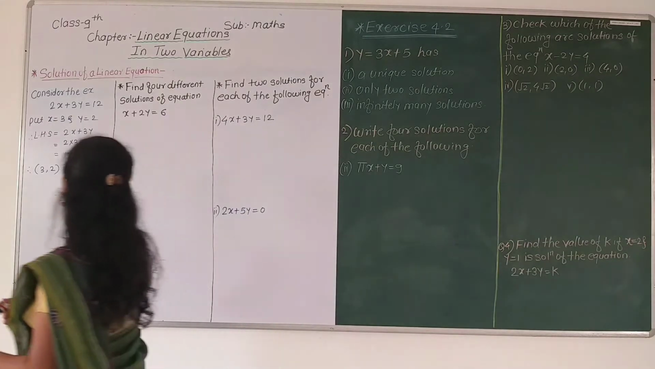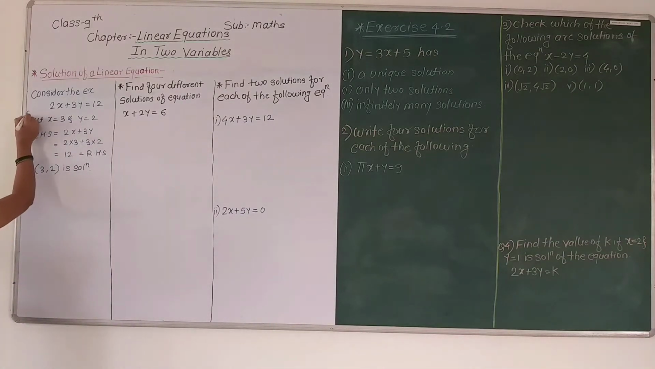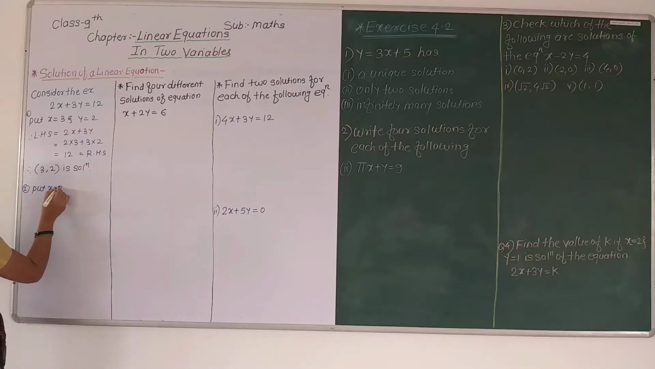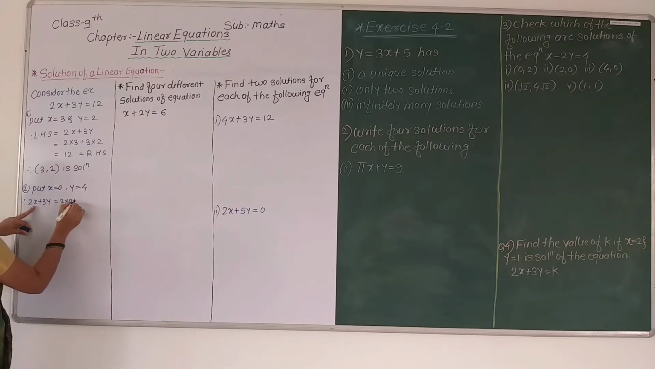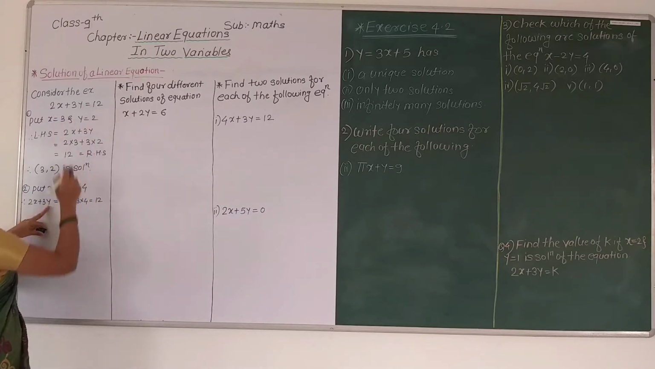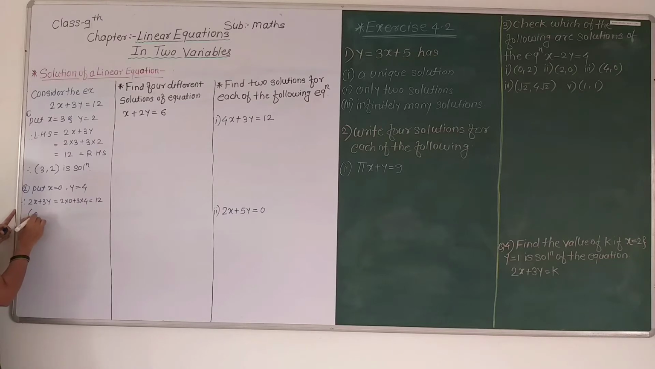Also we can find one more example. Suppose I put x is equal to 0 and y is equal to 4 in the same equation. Let us check 2x plus 3y. We get value of x is 0 here. 2 into 0 plus 3 into value of y is 4. That is 12. So same as RHS. That means x is equal to 0, y is equal to 4, that is (0, 4), is also a solution.